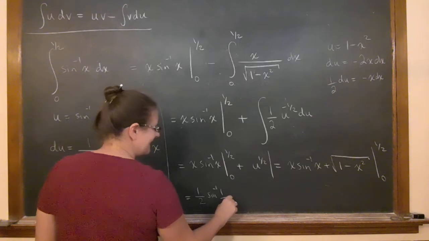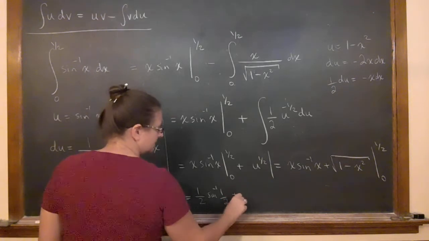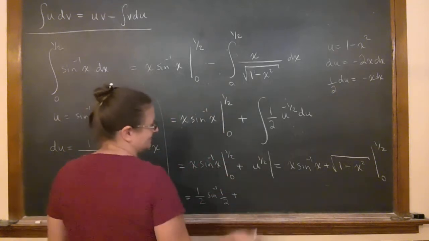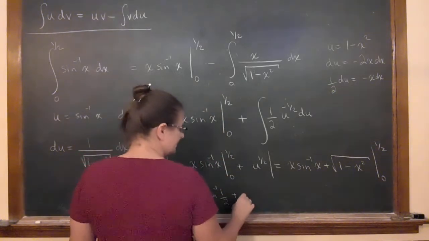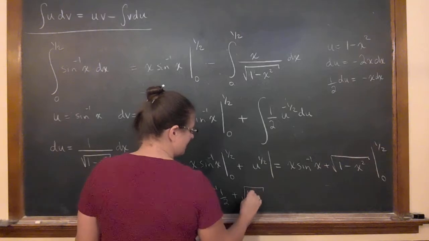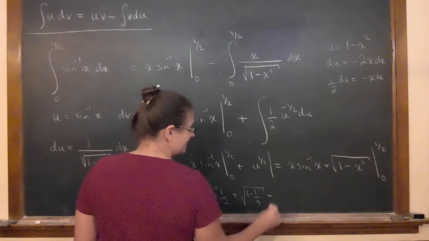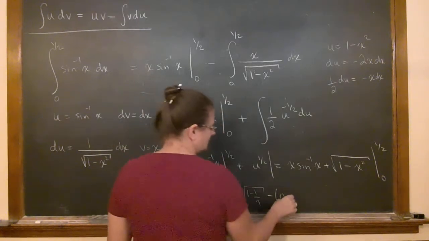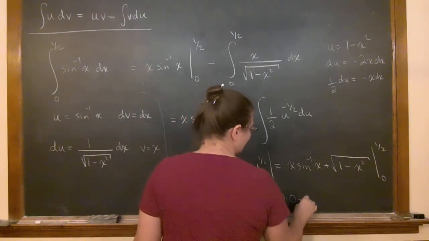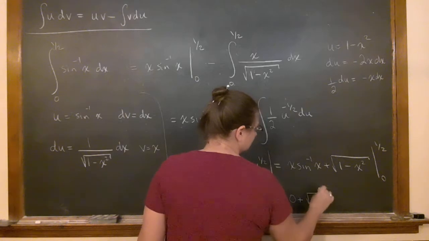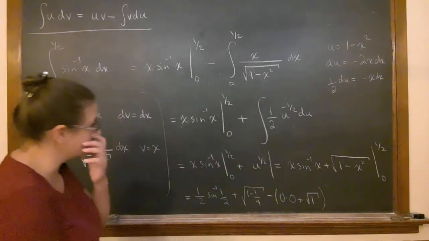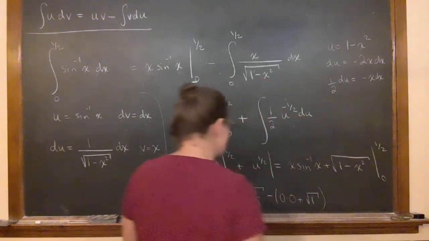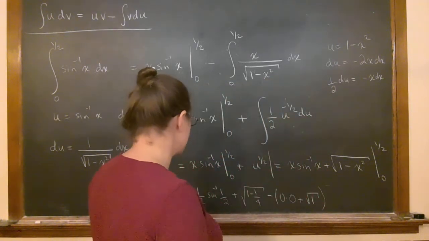Inverse sine of 1/2 plus, so I'm just evaluating here, right? Or I could do it here. It doesn't matter. It's going to be the same thing, right? So I've got the square root here of 1 minus 1/4, and then I'm subtracting 0 times inverse sine of 0. Let's just do 0 plus square root of 1. Okay, so don't forget to evaluate at 0, even though this guy's 0, this guy's not 0. So I would get the wrong answer.